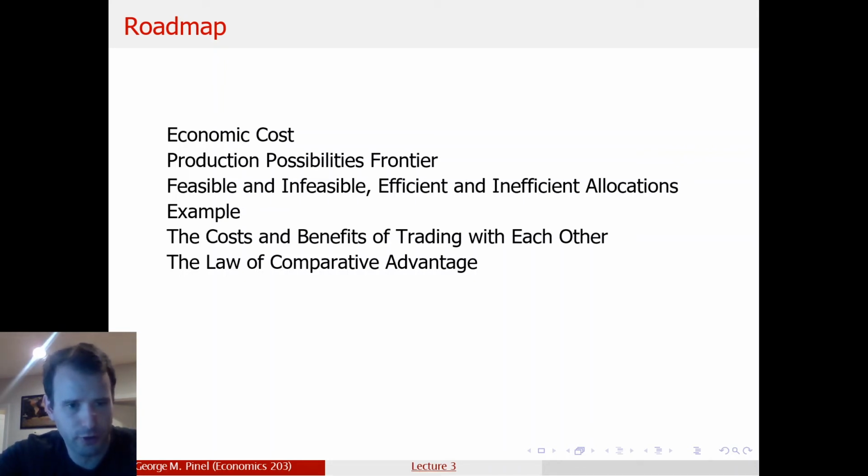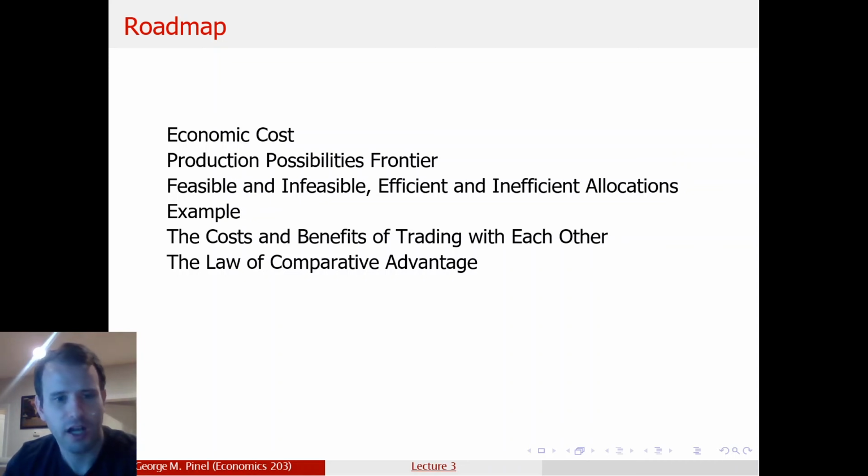What happens to their production patterns? What's the most effective way to produce? And then I'll introduce some vocabulary along with that. So the example will touch on this next bullet point, the cost and benefits of trading with each other.